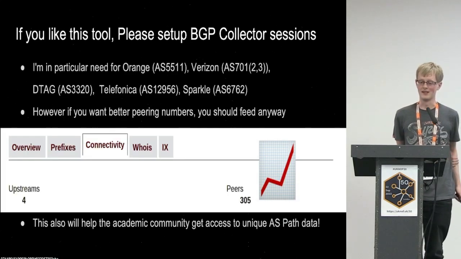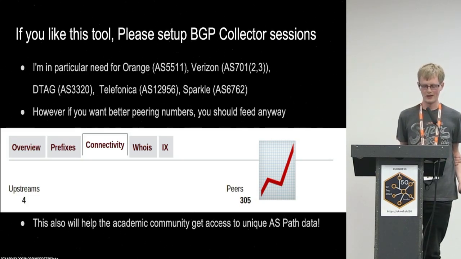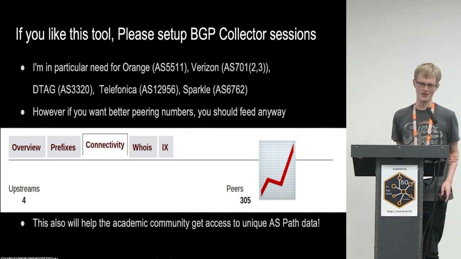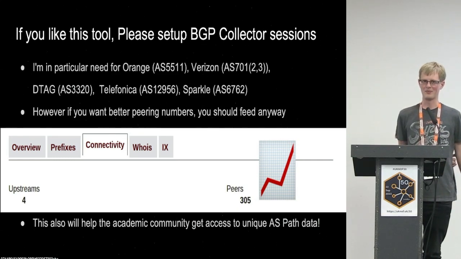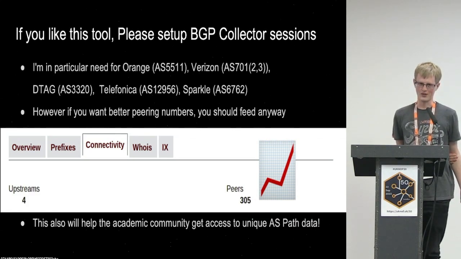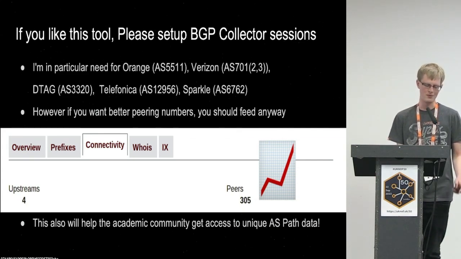If you like this tool, please set up BGP collector sessions. I'm in particular need of Orange, Verizon, any of the Verizons, Deutsche Telekom, Telefonica, and Sparkle feeds. They're just hard to come by. And if you want better clout to show on your page to potential customers, you can make that peering number bigger, because if I see directly from your network, I can see who you directly peer with. Customers like bigger numbers, right? It also helps, more importantly, the academic community get access to more realistic BGP data, so that when they write papers, they're more grounded in reality.